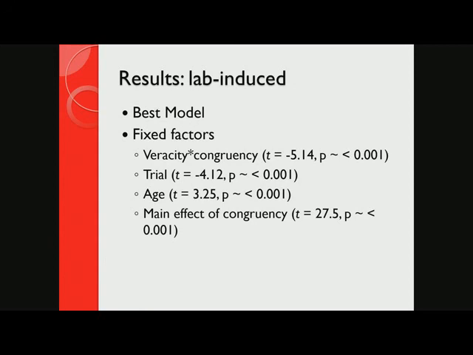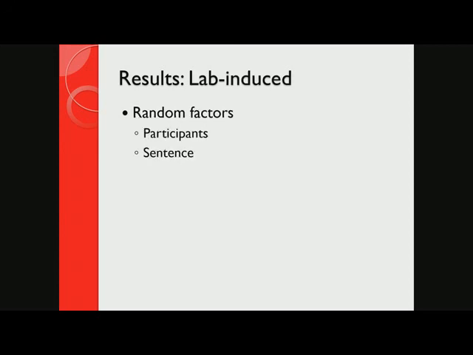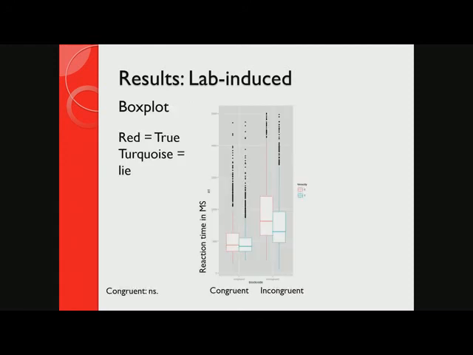There's a veracity by congruency interaction effect, which I'll show you again. Again, there's a main effect of congruency. There's again an effect of trial, so they're quicker as the study continues. And here there was also an effect of age. So here I found that younger participants were in general faster than older participants. And still participants and sentence matter. By the way, these two factors are by far the most predictive. So who you are is very, very predictive of how fast you can respond to the different trials.